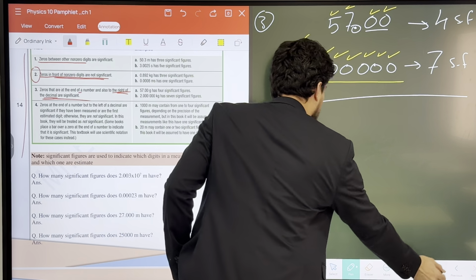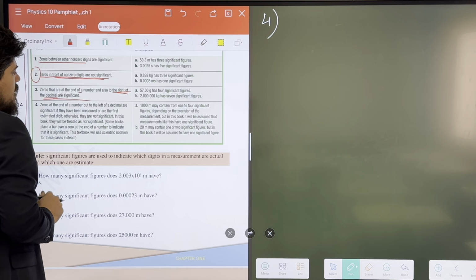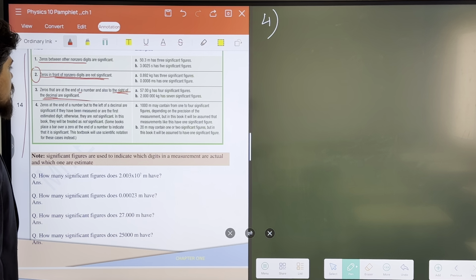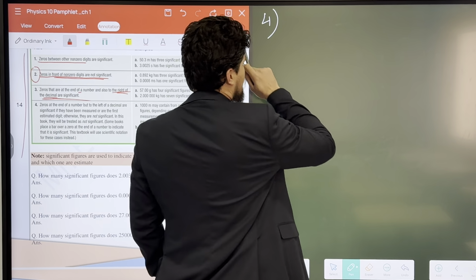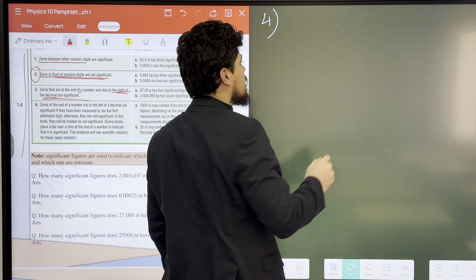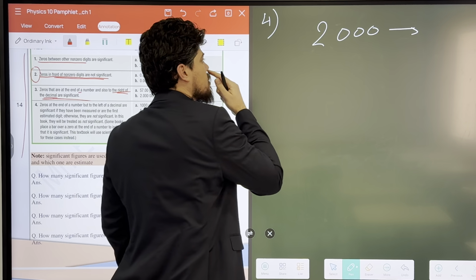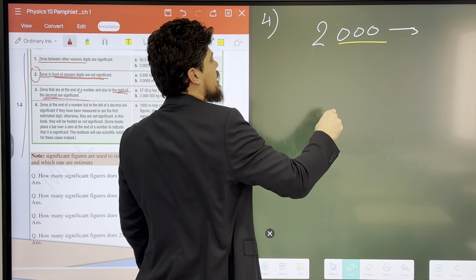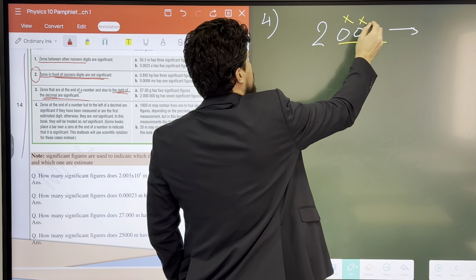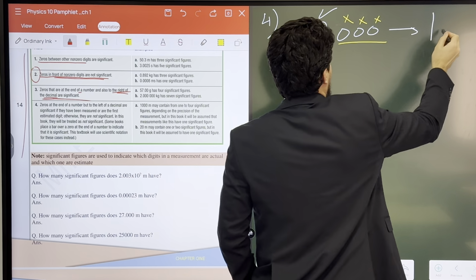The last rule, rule number 4: zeros at the end of the number but to the left of the decimal are significant if they have been measured or are the first estimated digits. Guys, the zeros at the end of a number without a decimal cannot be considered significant figures, like 2000. How many significant figures do we have? Are these 3 zeros located at the end of the number? Yes. Do we have a decimal? No. If there is no decimal, these 3 zeros are not considered significant figures. We have only one significant figure.